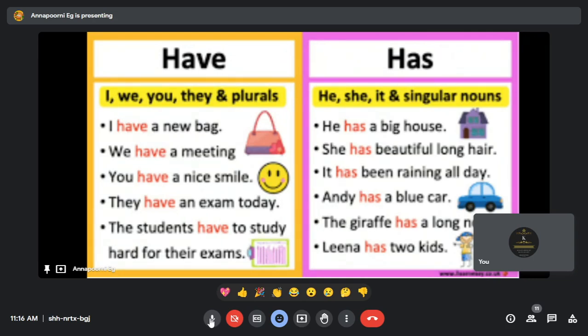Lena has two kids. Okay. It is not "giraffe", it is "giraffe". You have to pronounce it "giraffe", not "giraffe". That E is silent. Okay, ma'am.